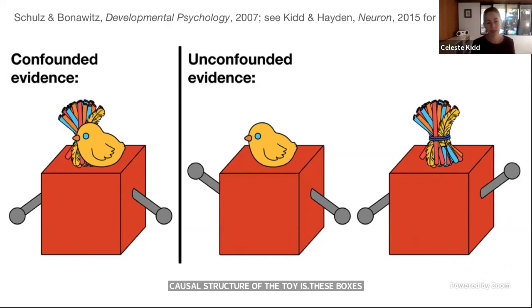The manipulation is the demonstration that they get before they're offered the opportunity to play with it. Either both levers are pulled at once, so it is unclear which lever leads to which puppet popping out, or they're demonstrated one at a time. And if you demonstrate the confounded evidence, that toy is a lot more attractive, indicating that kids are seeking opportunities to learn about the causal structure of the world.